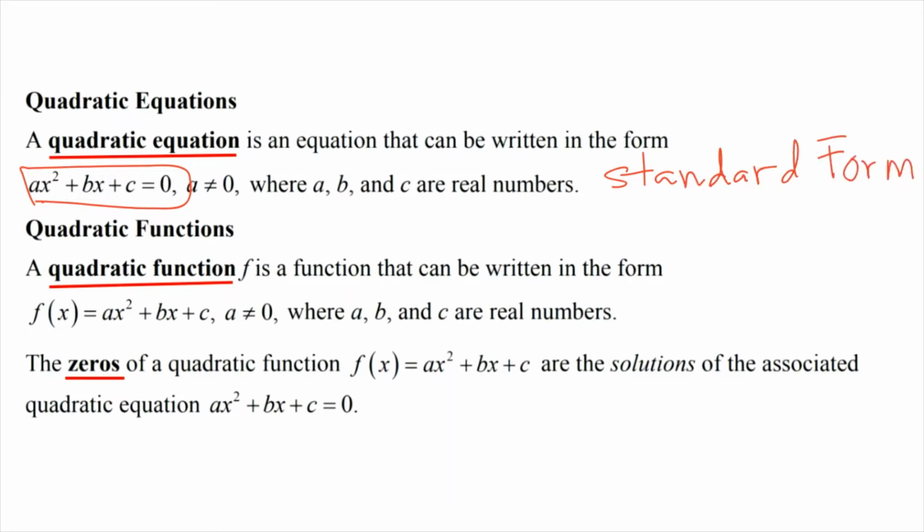And then your quadratic function starts with your function f of x is equal to ax squared plus bx plus c. A, b, and c are real numbers. A cannot equal 0.